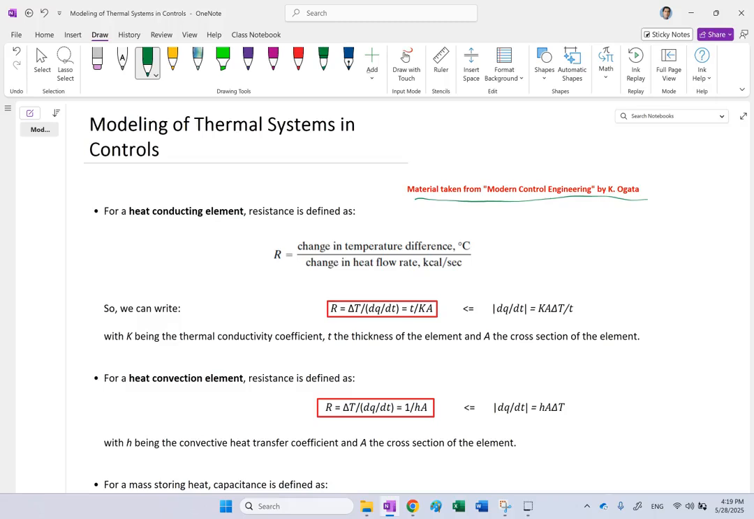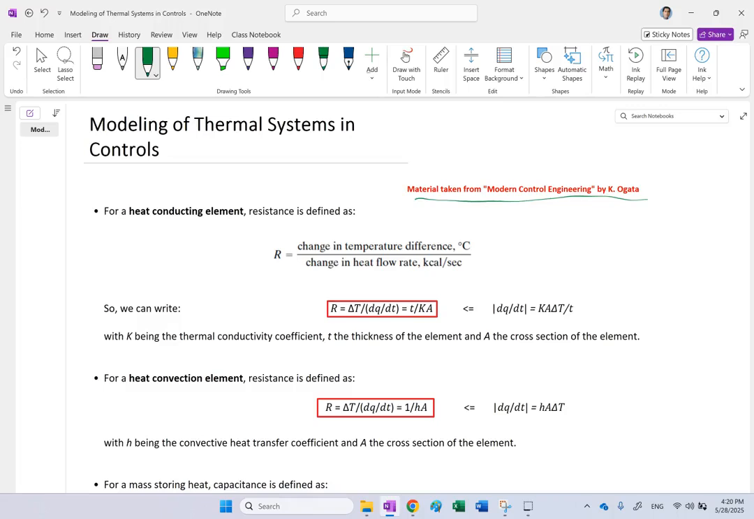Plus, radiation actually shows itself when the temperatures of the surfaces are extremely hot, and that is not what you typically see in many control systems. In most control systems, the heat transfer is done by conduction or convection. So that is what we are going to focus on.